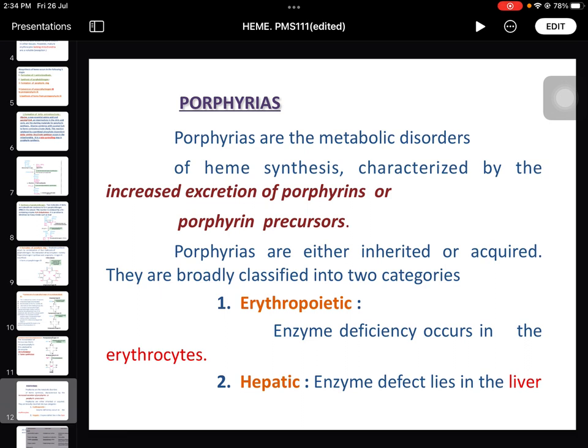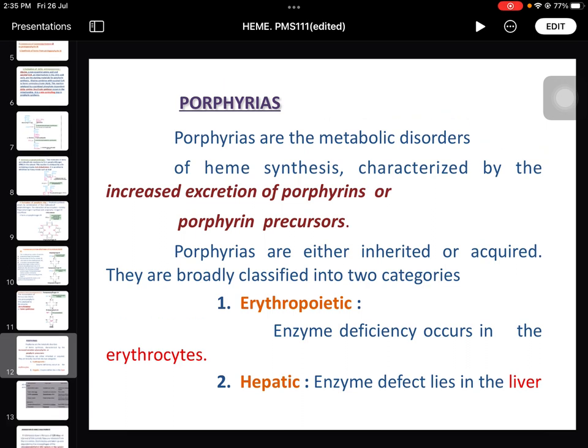Porphyriasis is a metabolic disorder of heme synthesis characterized by the increased excretion of porphyrin or porphyrin precursors. There are 2 types: erythropoietic porphyrias and hepatic porphyrias. In erythropoietic porphyria, the enzyme defect lies in the erythrocyte, and in hepatic porphyria, the enzyme defect lies in the liver.